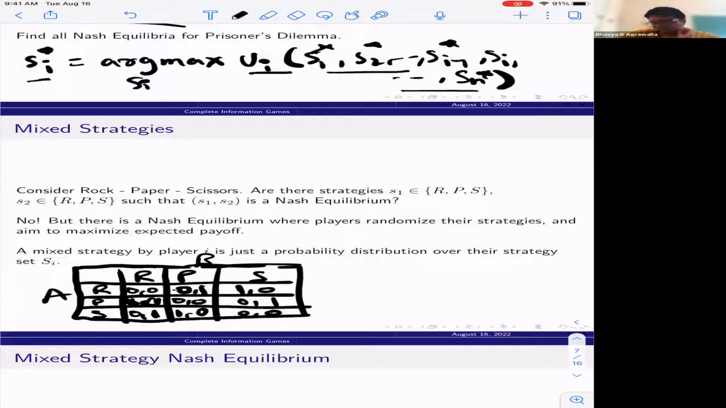So what do we do about such games? Let's assume that A and B are allowed to use random strategies. A can specify a probability distribution over R, P, and S, and B can specify a probability distribution over R, P, and S, and then they both sign a contract that I would abide by my probability distribution and you would abide by your probability distribution, and each of them wants to maximize their expected payoff. So is there such a contract that they can sign so that no one has the incentive to change their probability distribution? And what are the probability distributions?